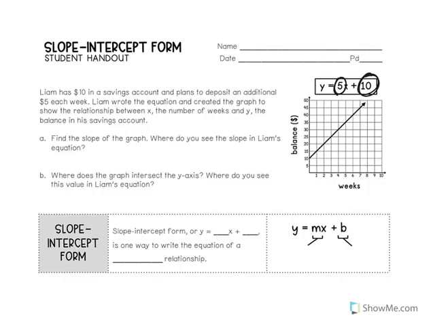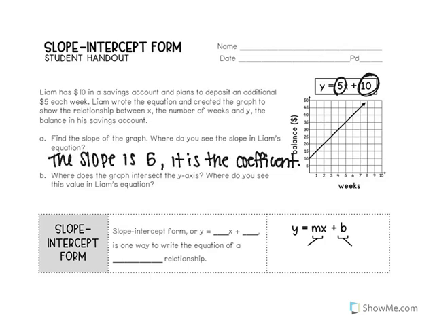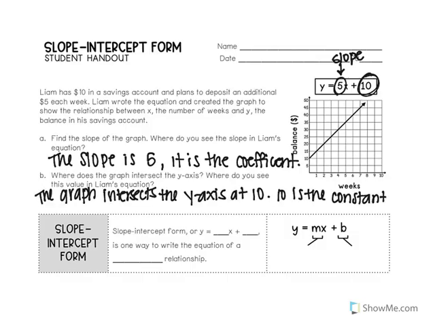Where do you see the slope in Liam's equation? The slope is 5, and it is the coefficient of the x term in the equation. So we see that slope right there. Then, where does the graph intersect the y-axis, and where do you see this in Liam's equation? The graph intersects the y-axis at 10. 10 is the constant in the equation. And you can see the constant right there.